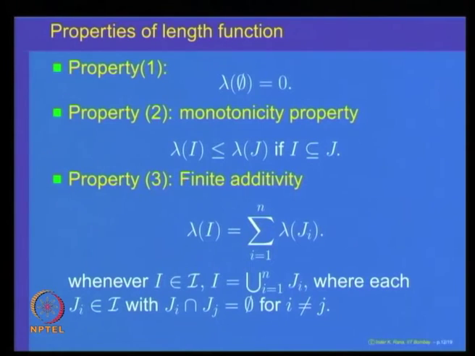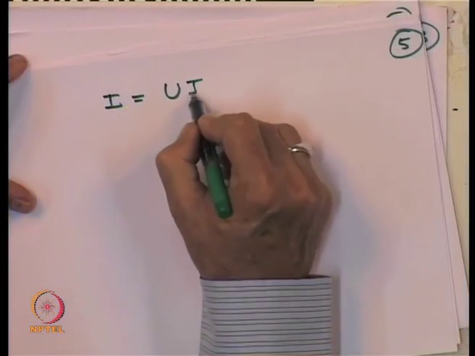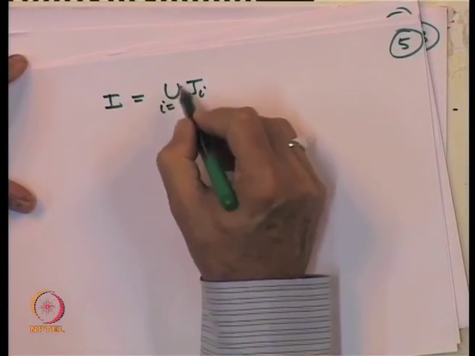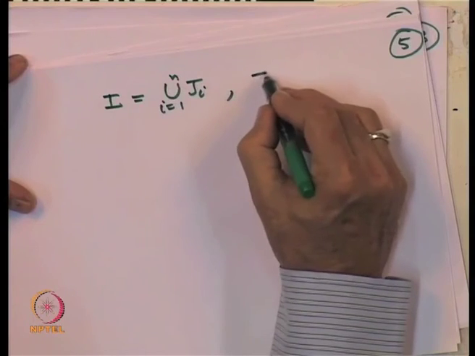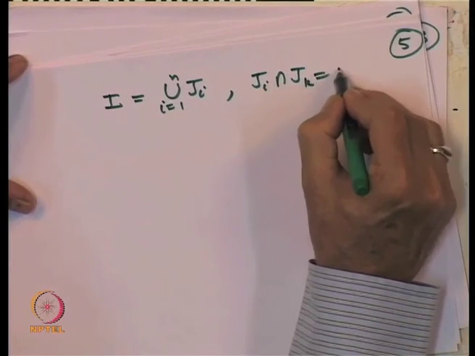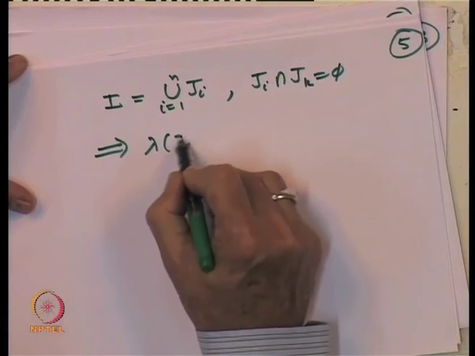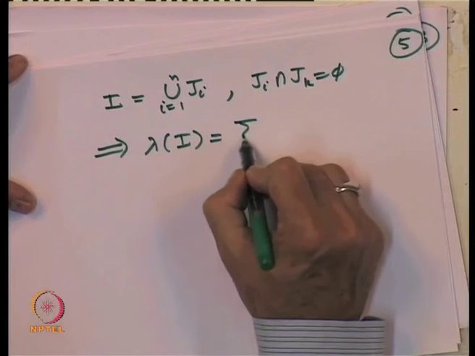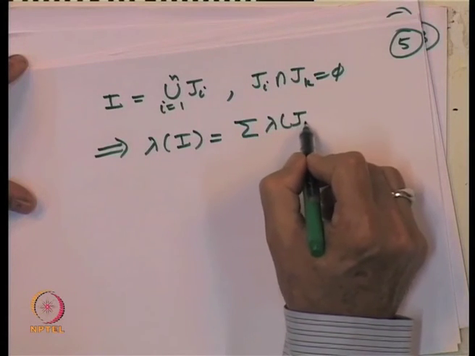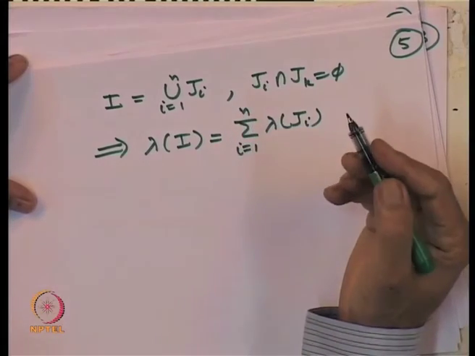So, let us check the finite additivity property. We want to check if I is equal to the union of j_i's, all are intervals where j_i intersection j_k is empty, then that should imply the length of I is equal to the summation of the lengths of j_i's, i equal to 1 to n.